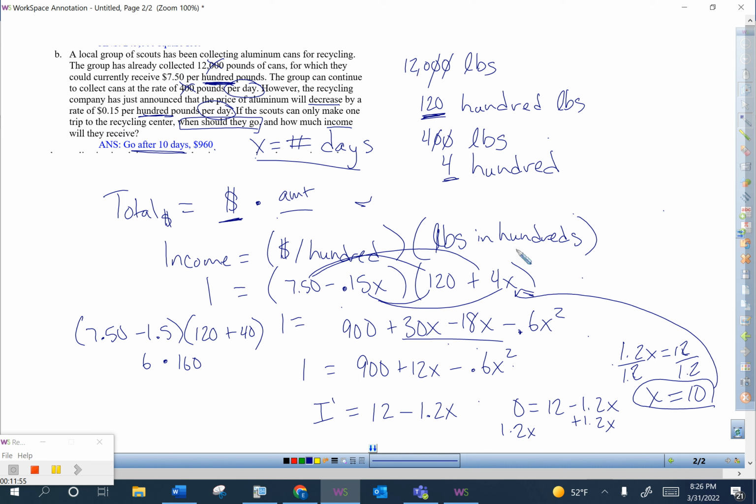As always, on the test, show as much work as possible so I can see if you mess something up in your equation, if you did everything right after that.